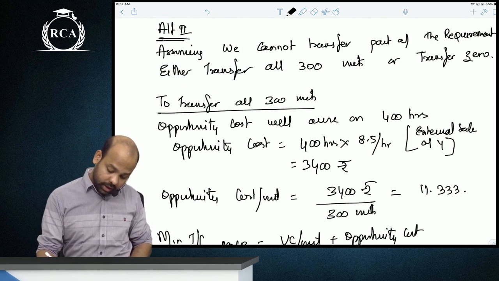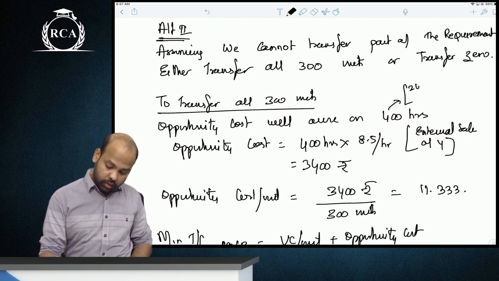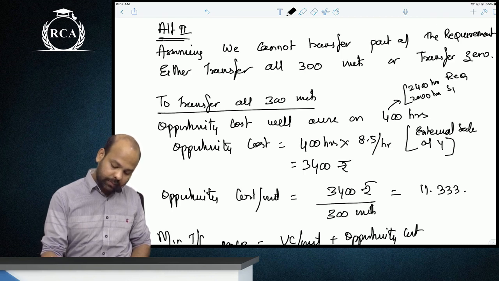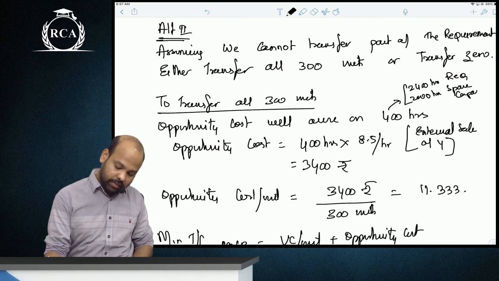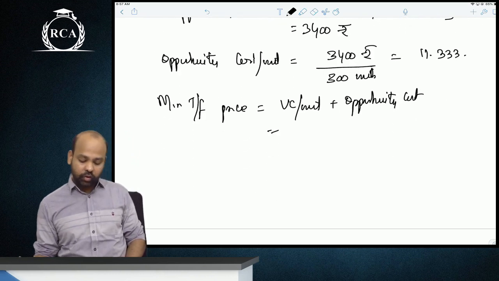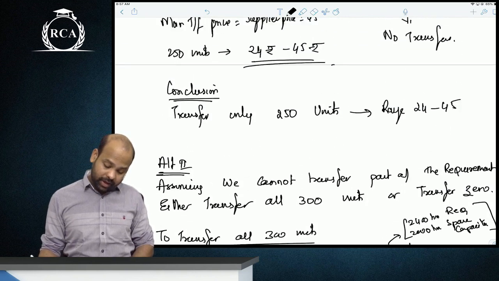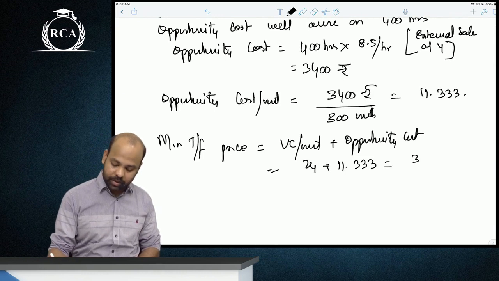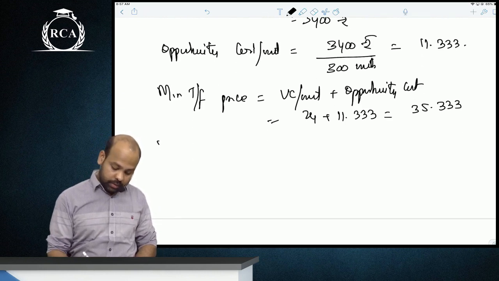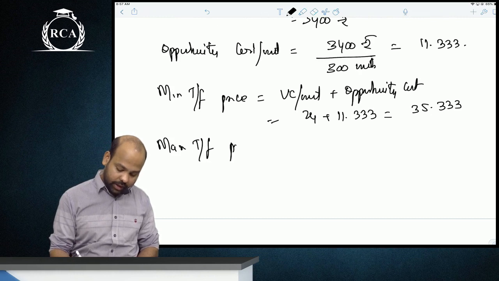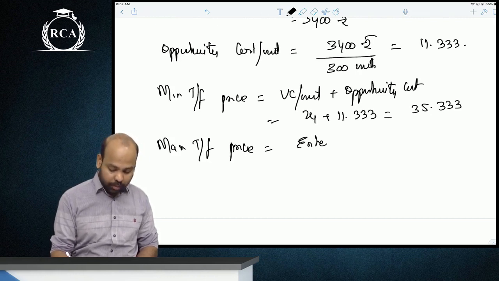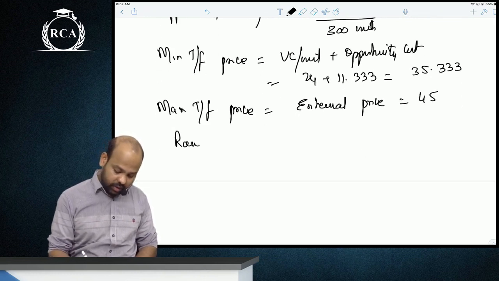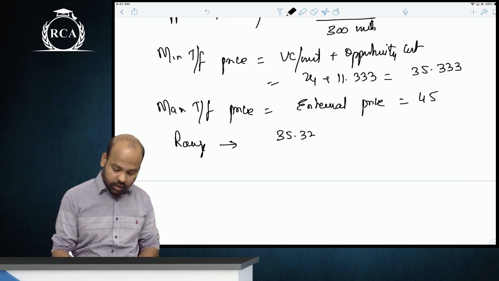Sir, how did you get 400 hours? 2400 hours required, 2000 hours spare capacity. Always remember, in case you have any doubts, you can always ask. My variable cost is 24 rupees and this is 11.333, so this will be 35.333. My maximum transfer price would be your external price. So the range here would be 35.3333 to 45 rupees.